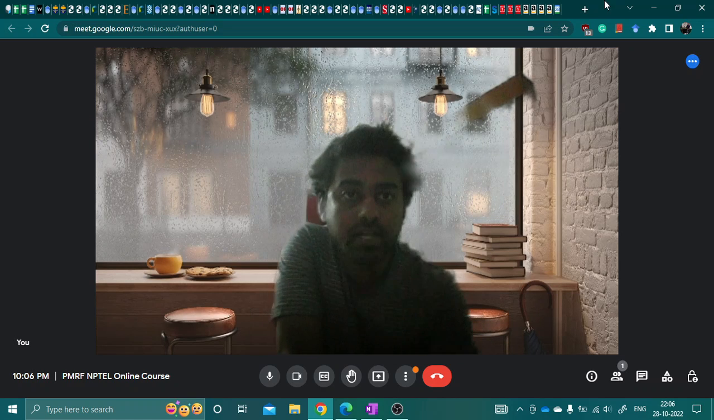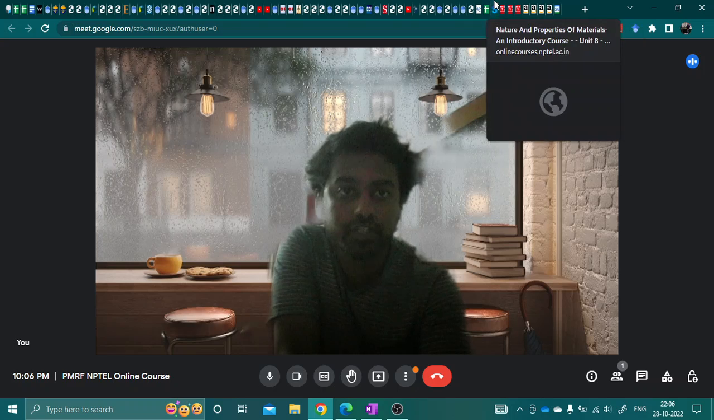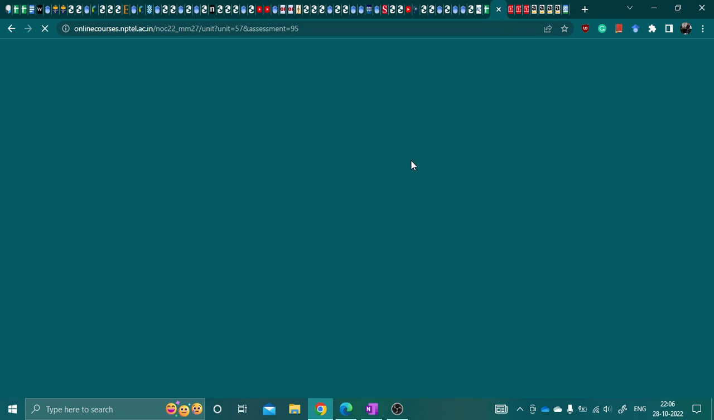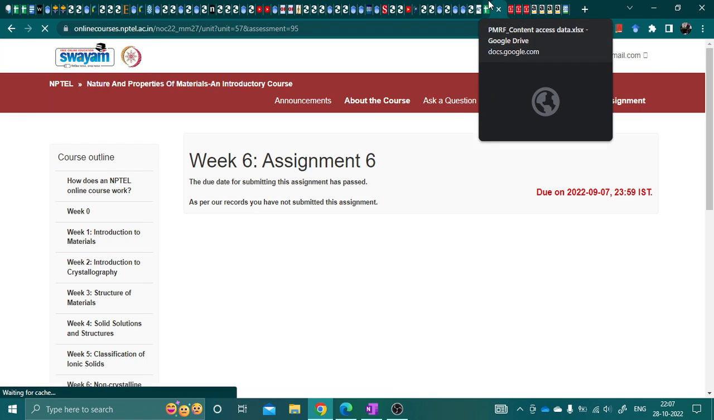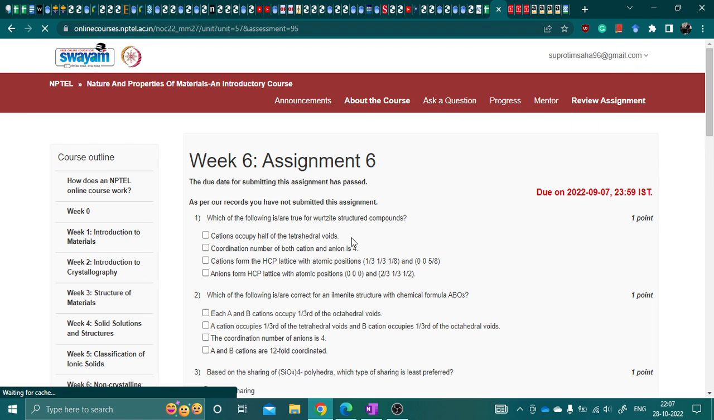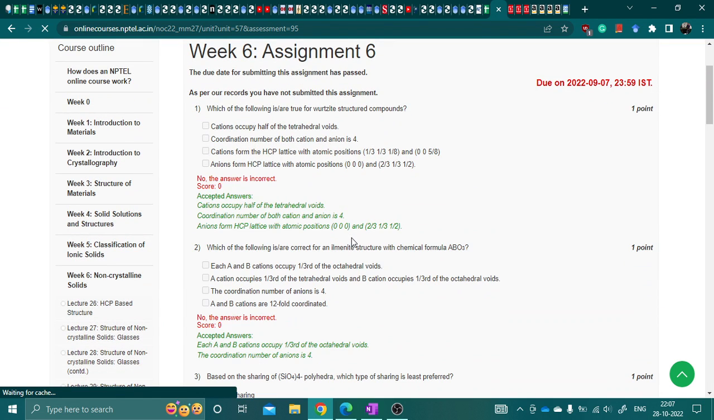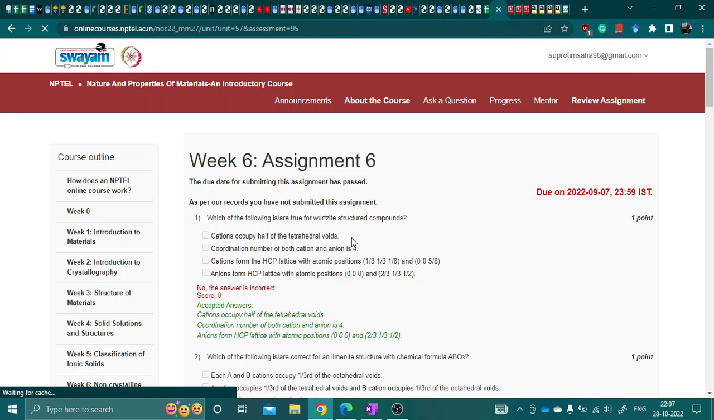So let's just start with the questions. Let's look at the questions. The first question is: which of the following is or are true for wurtzite structured compounds?